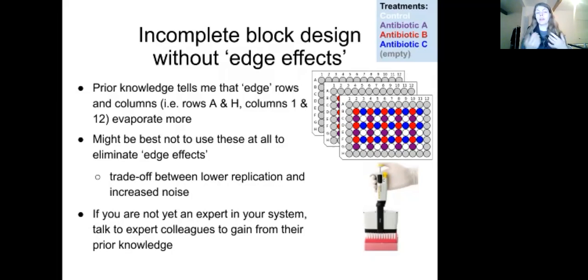I'm interested in antibiotics. And so what I might do instead is fill those outside wells without any bacteria, leaving them empty in effect. And although this means I now have less replication, I lose 36 out of the 96 wells from each plate, the reduction in noise might make this worthwhile. And I know to consider these edge effects in this system because I've been working with these plates for a long time, just over 10 years now. If you're new, you might not have the same background experience, but if you talk through your experimental design with your colleagues, with your lab mates, you might be able to benefit from their prior knowledge as well.